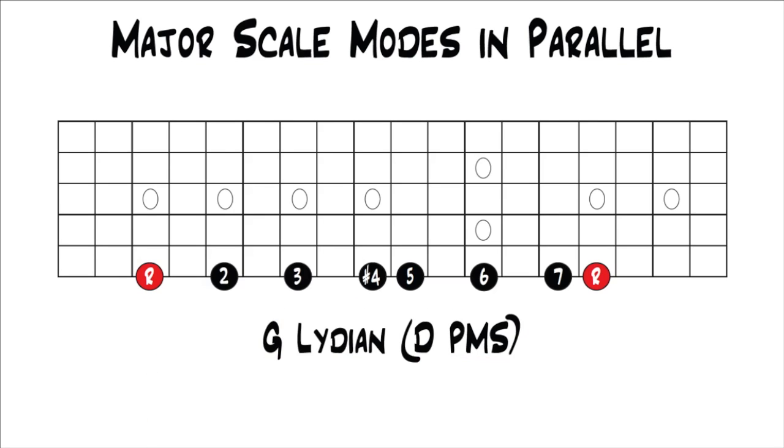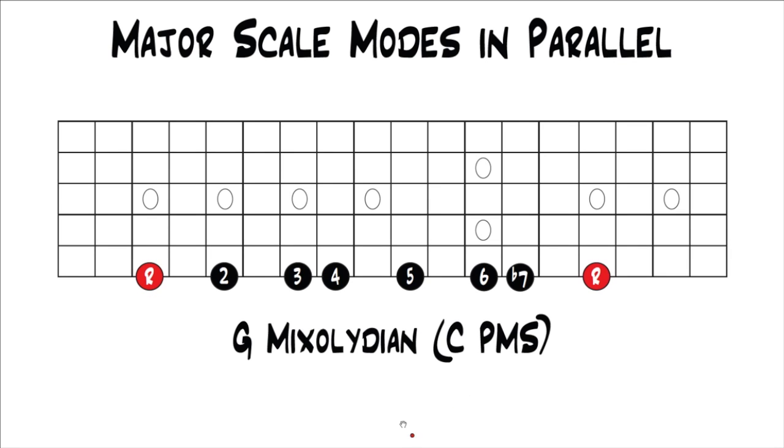Then we do it with the fourth mode of the major scale, which is Lydian. That means we're building a G Lydian. That gives us a root, 2, 3, sharp 4, 5, 6, 7, back to root. G Lydian's parent major scale is actually D. Build the fifth mode of the major scale, which is Mixolydian. We're staying on G, so that's G Mixolydian. Mixolydian's intervals are root, 2, 3, 4, 5, 6, flat 7, back to root. G Mixolydian's parent major scale is C.